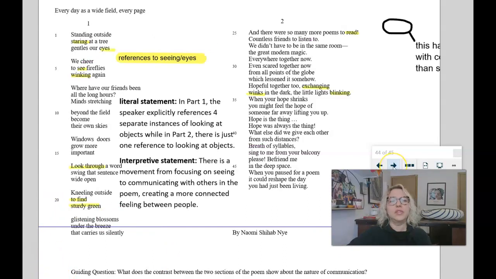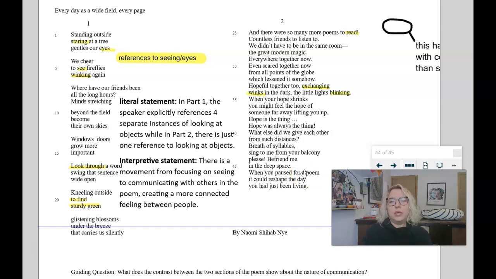And then I moved to my next one, which is references to seeing and eyes. And I've got staring eyes, see, winking, look through. This one is kind of interesting because at first I didn't think it was seeing, and then when I looked more closely, I saw kneeling outside to find sturdy green. Well, if we're going to find green, how are we doing that? Typically, we're doing that with our eyes. We see colors. Reading involves the eyes. Exchanging winks is seeing, and blinking is seeing. And then I spent some time working on a literal statement and an interpretive statement, and I got kind of stuck.